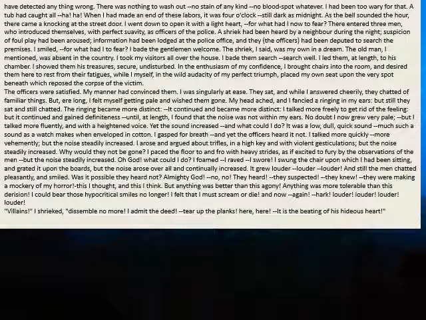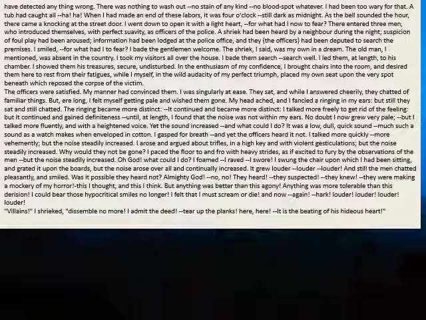I smiled. For what had I to fear? I bade the gentleman welcome. The shriek, I said, was my own in a dream. The old man I mentioned was absent in the country. I took my visitors all over the house. I bade them search well. I led them at length to his chamber. I showed them his treasures, secure, undisturbed.